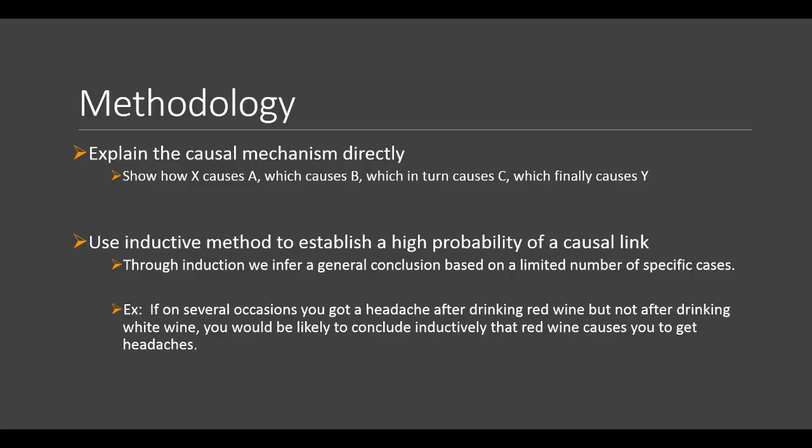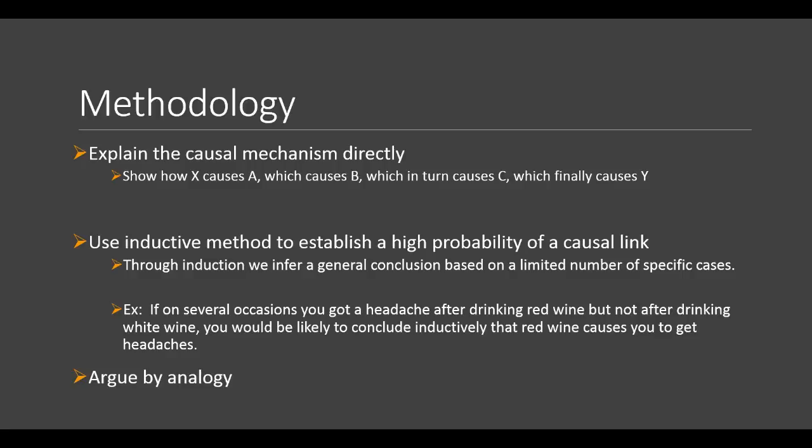For example, if on several occasions you got a headache after drinking red wine but not after drinking white wine, you would be likely to conclude inductively that red wine causes you to get headaches. Inductive reasoning gives only probable truths, not certain ones. The third method is to argue by analogy.